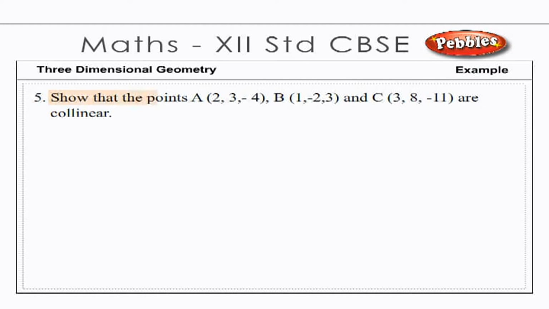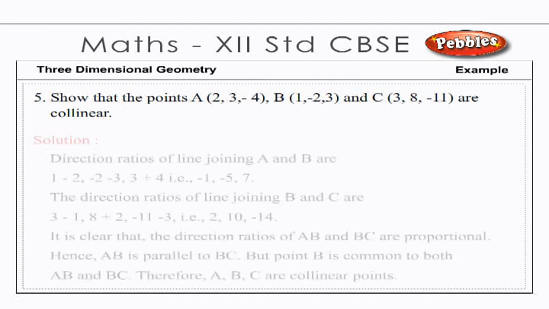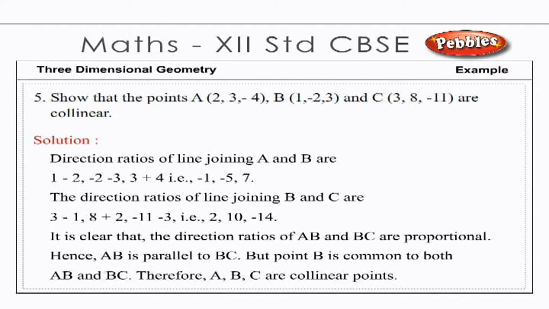Show that the points A(2, 3, minus 4), B(1, minus 2, 3) and C(3, 8, minus 11) are collinear. Solution. Direction ratios of the line joining A and B are 1 minus 2, minus 2 minus 3, 3 plus 4, that is minus 1, minus 5 and 7.